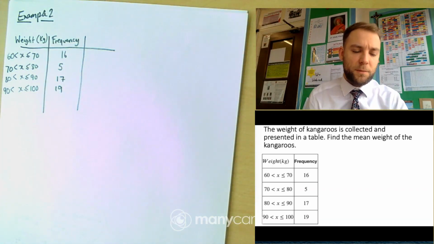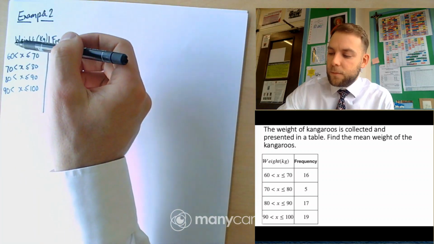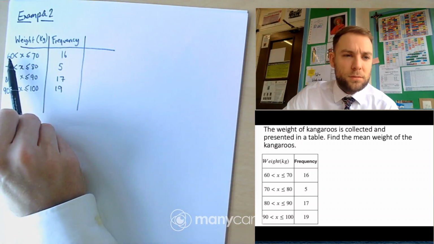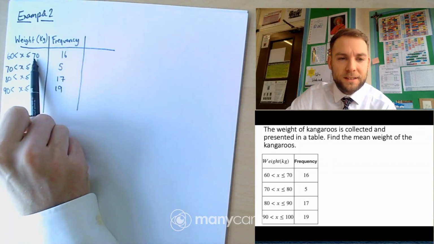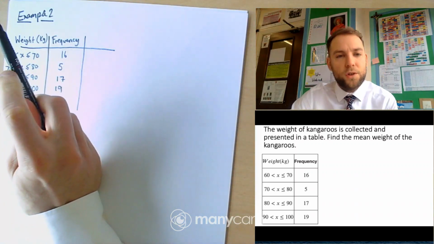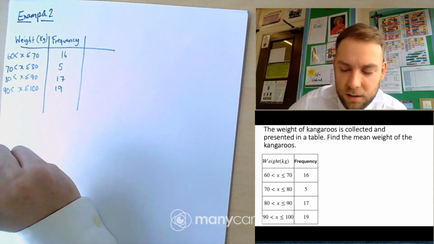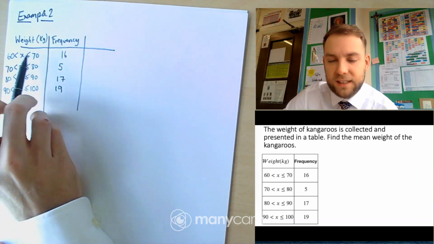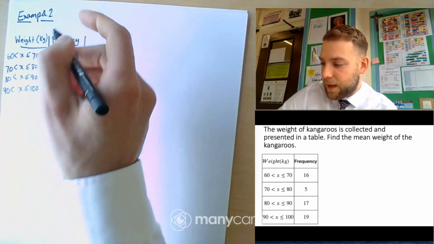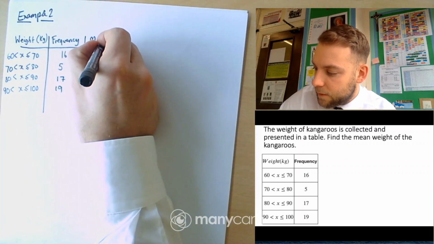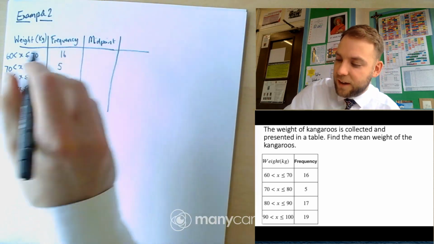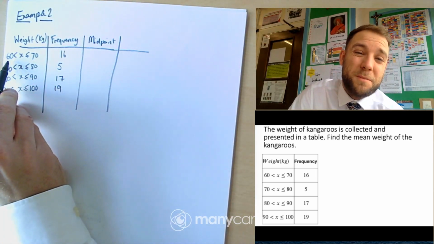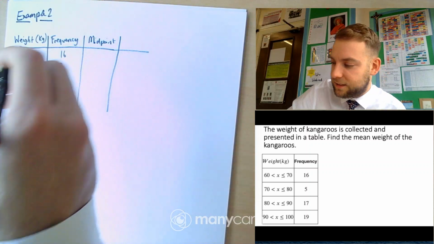Now, going back to what I said before, we don't know the exact weight of the kangaroo in this category, so we can't pick 60, we can't pick 70, because that's the lowest and the highest. So what we do is we use the midpoint. What is the middle of 60 and 70? I think the majority of people would just be able to see that what's in between 60 and 70 is 65.